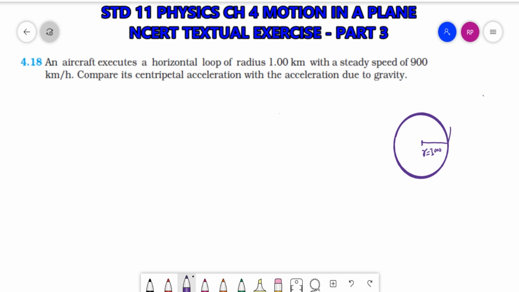Okay, when it is moving, this is the direction of velocity at every position. Okay, and the direction of centripetal acceleration, it will be always towards the center. Okay, so formula for centripetal acceleration, that is equal to v square by r. So now first let's write the given things: radius r is equal to 1 kilometer, that means 1000 meter. Steady speed, that is v equal to 900 kilometer per hour. So let's convert it into meter per second using the shortcut, multiply by 5 by 18.